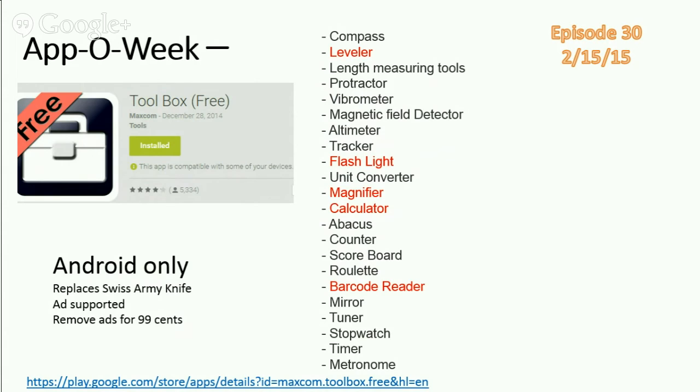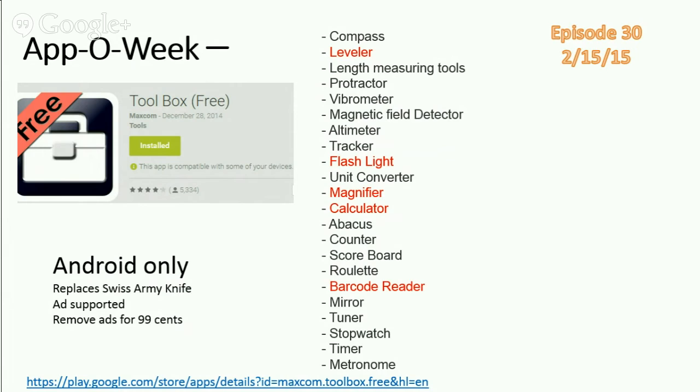A compass, a leveler, length measuring tools, a protractor, a vibrometer. That sounds scary, doesn't it? Magnetic field detector, altimeter, tracker, flashlight. Now I like the idea of having a bunch of things in one app. Some people like to have separate apps for all of these things. That uses up a lot more room on your device. It has a unit converter, a magnifier, and it has a really good magnifier in there you can use.